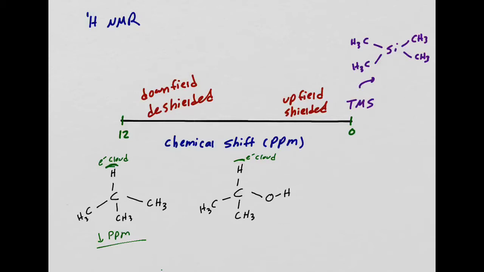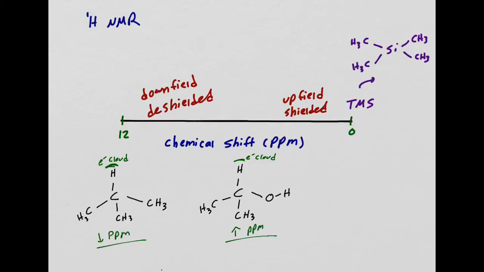So now the hydrogen can feel the magnetic field more because I have less of the electron cloud here because the electrons are being pulled this way. So the hydrogen can see the magnetic field more. Now what does that mean? So if you can feel it more, I'm going to absorb more frequency. So I'm going to have a higher ppm. So far so good? Okay.